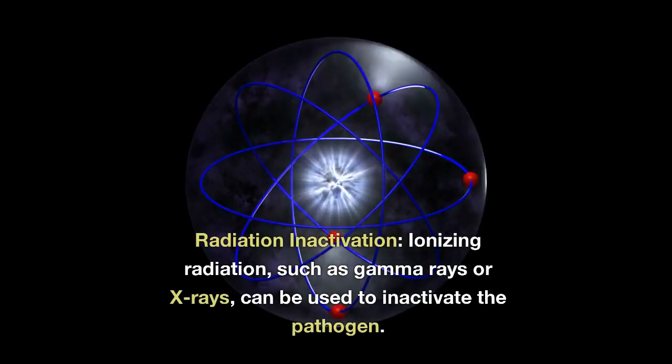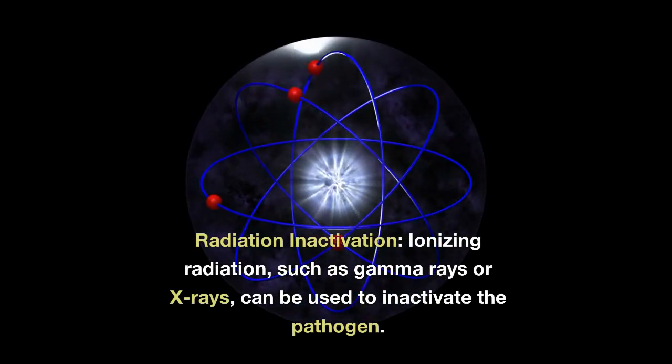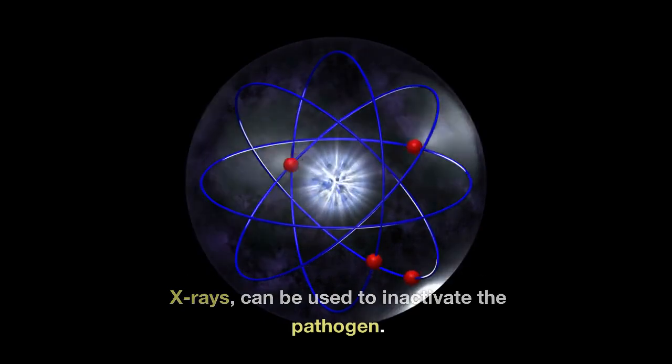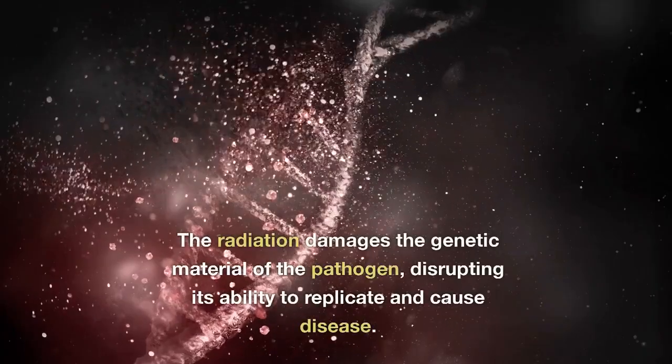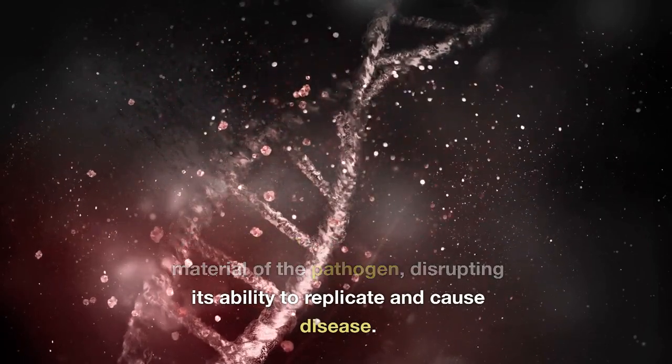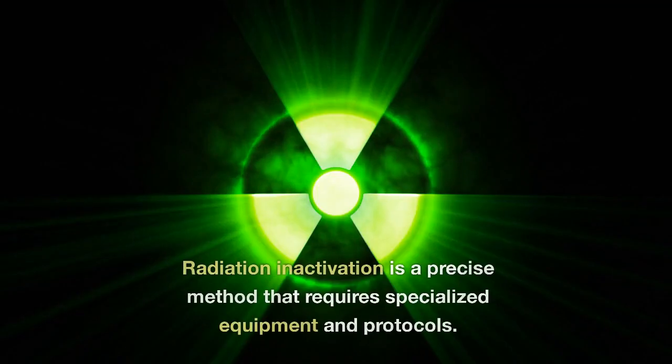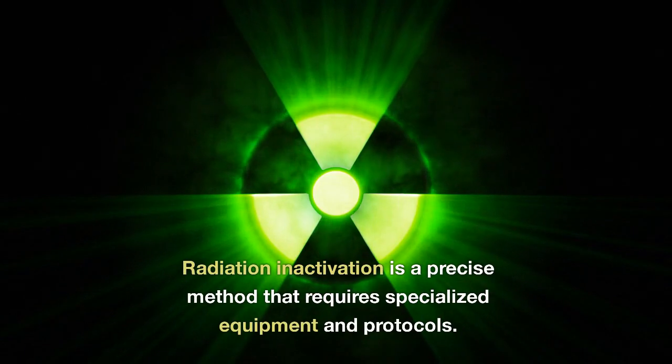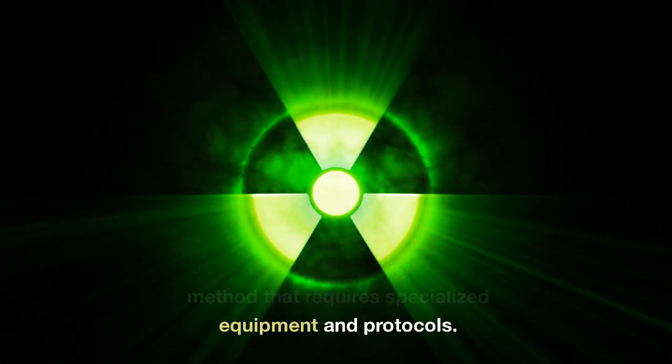Radiation inactivation. Ionizing radiation, such as gamma rays or X-rays, can be used to inactivate the pathogen. The radiation damages the genetic material of the pathogen, disrupting its ability to replicate and cause disease. Radiation inactivation is a precise method that requires specialized equipment and protocols.